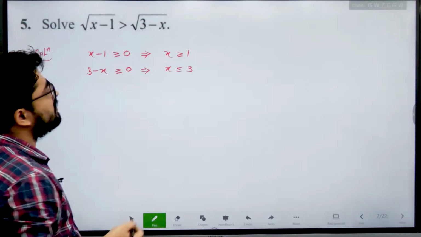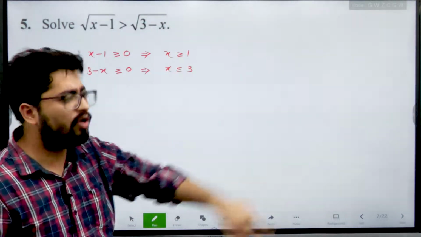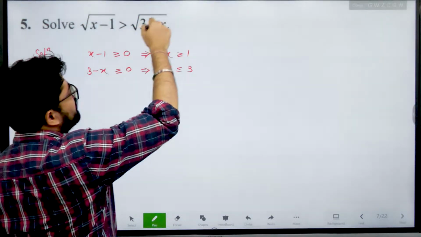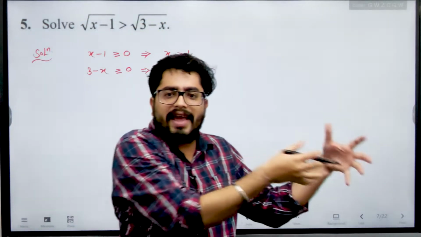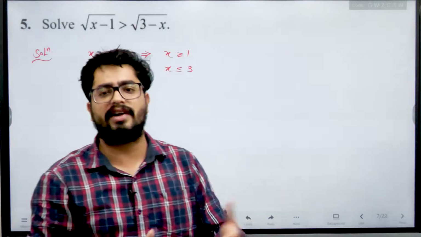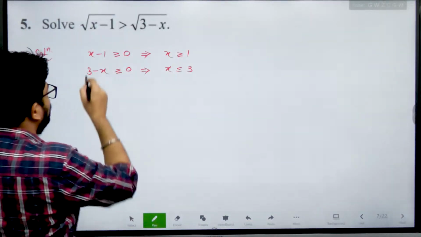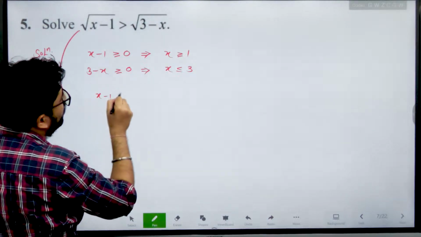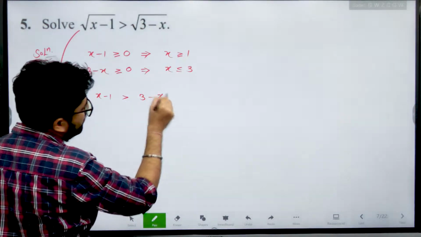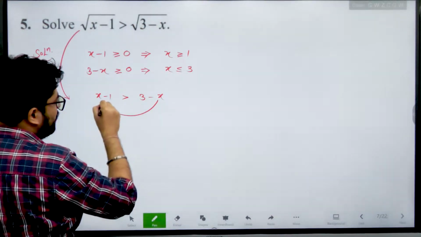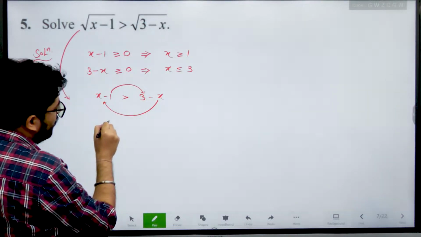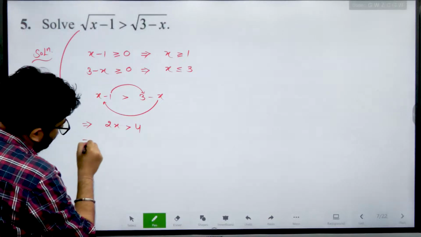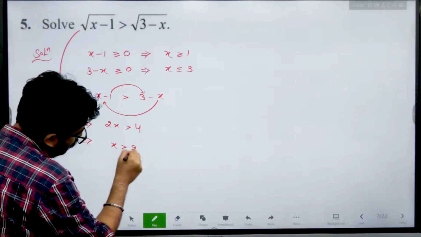Next condition is you have to satisfy this inequality also. This is non-negative, and this is again non-negative. So mod a greater than mod b implies a squared greater than b squared. So you can take the square here. If you take the square, you will get x minus 1 greater than 3 minus x. So you can take x here, 1 here, and you will get 2x greater than 4. So from here you can say x is greater than 2.